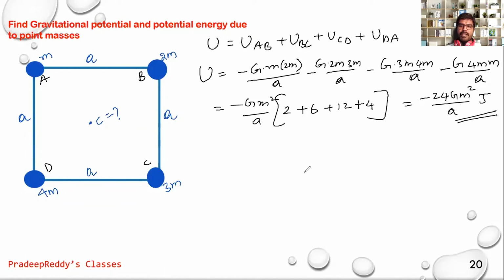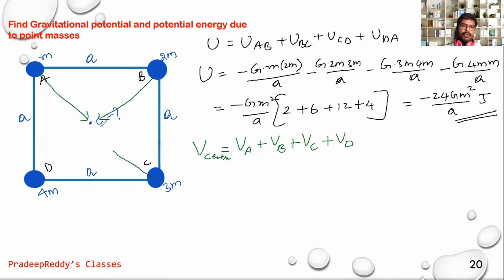Now in order to calculate gravitational potential at point C, gravitational potential at C will be equal to the gravitational potential due to A, due to B, due to C, due to D, because we are calculating potential at the center. So at the center there will be potential due to this A, due to this B, due to C, and due to this D. Because of all the four masses, there will be potential at point C. That's the reason why I am adding them.